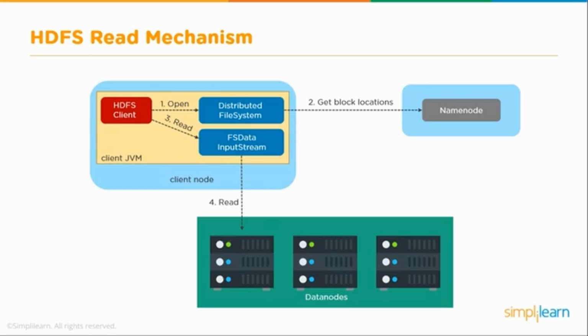Later this DFS input stream, which is a wrapper for this FS data input stream, will basically close the connection to the data node. Now once the client has finished reading the file, the close method will come into existence. So the close method is called to close the connection.